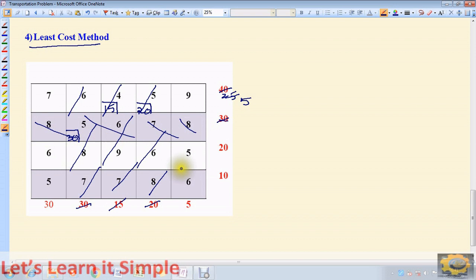Now next least cost is one more 5 here. So let me allocate here. So I'm comparing 5 with 20. So 5 has been allocated, resulting in vanishing the last column, and I'm left with 15 in the third row. Now next least cost is here, 5 again. So I'm comparing 30 with 10 as in the previous case. So 10 results in vanishing the last row. I'm left with 20 here.